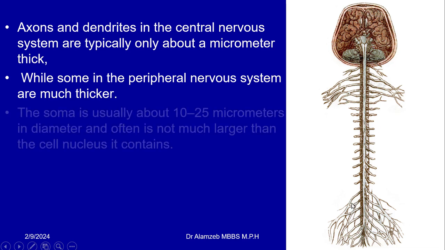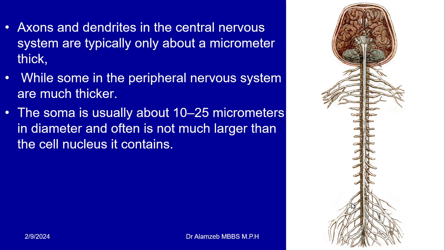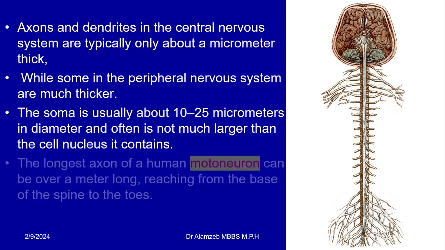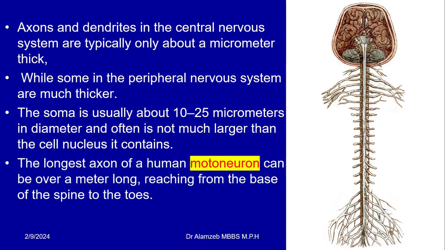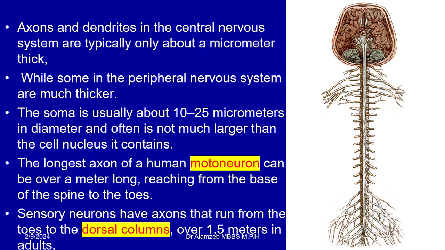The soma is usually about 10 to 25 micrometers in diameter and often is not much larger than the cell nucleus it contains. The longest axon of a human motor neuron can be over a meter long, reaching from the base of the spine to the toe. Sensory neurons have axons that run from the toe to the dorsal column, over 1.5 meters.